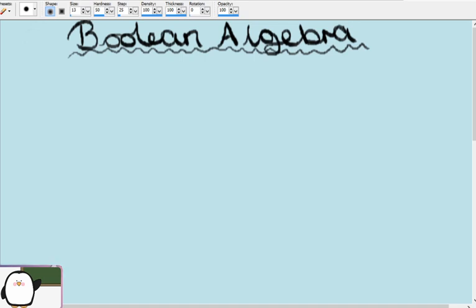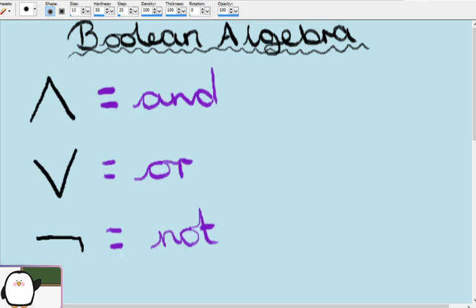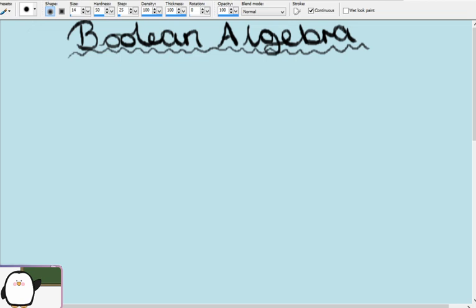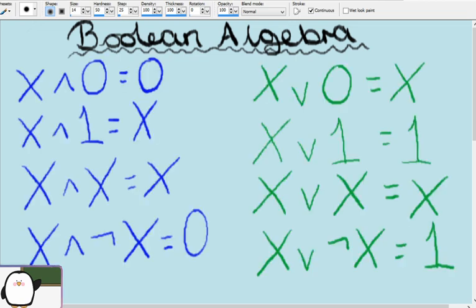Hello everyone and welcome to a Boolean Algebra tutorial. So first we're going to need to have a little recap of the symbols we need. We're going to be using the AND symbol, the OR symbol and the NOT symbol. We also need to have a bit of a recap on the rules. So the general rules are these.